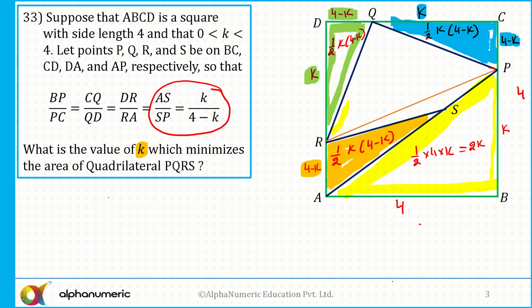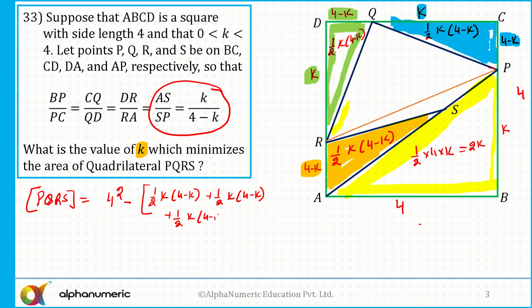PQRS. So I can say the area of the quadrilateral PQRS is equal to the area of the square, which is 4 square, minus the area of all the four triangles. So that comes out to be half of k into 4 minus k, this is the green triangle, plus half of k into 4 minus k, that is the blue triangle, plus half of k into 4 minus k, the orange one, and plus half of, or I can say simply 2k. Alright, that is simply equal to 2k.